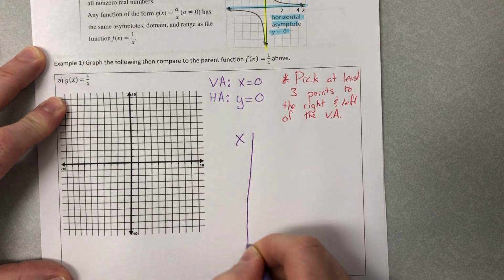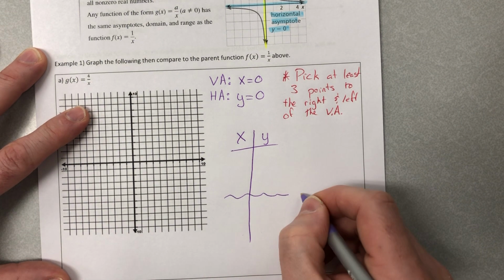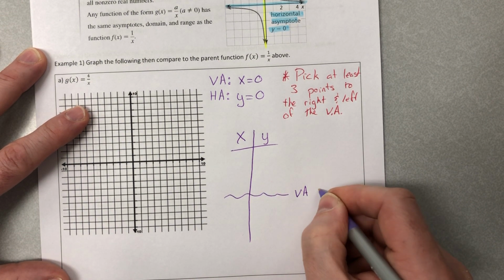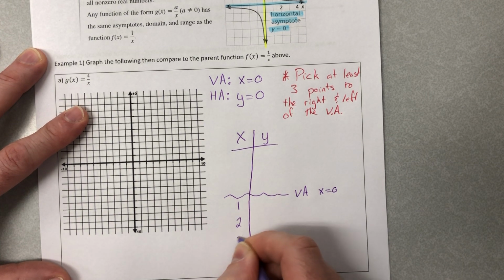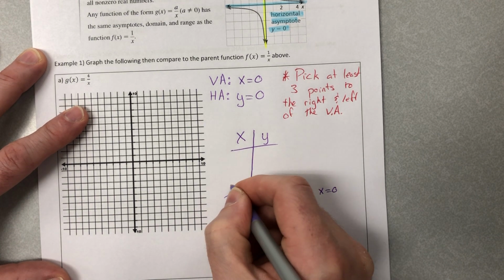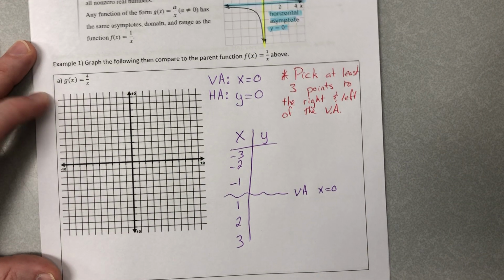So I set up my table. This line here is going to be my vertical asymptote, which in this case is x equals 0. 3 points to the right would be 1, 2, and 3. 3 points to the left would be -1, -2, and -3.